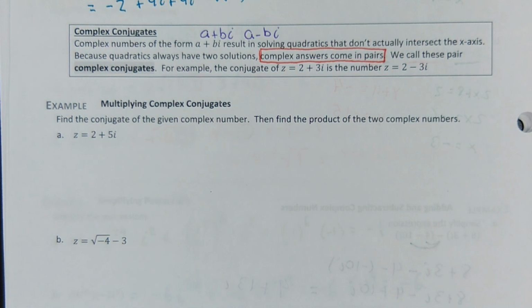That means if 2 plus 3i is one of your solutions, it guarantees 2 minus 3i is another solution. If 4i is a solution, it guarantees negative 4i is also a solution. If 1 minus 5i is a solution, it guarantees 1 plus 5i is a solution. I hope you guys can see where this is going. Meaning you could follow the pattern. Okay, so they always come in conjugate pairs.